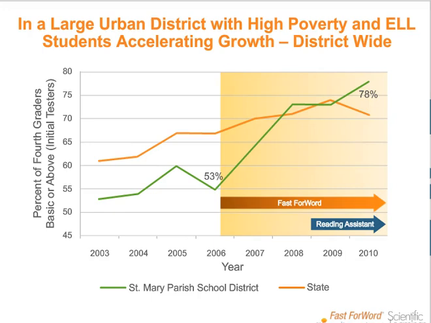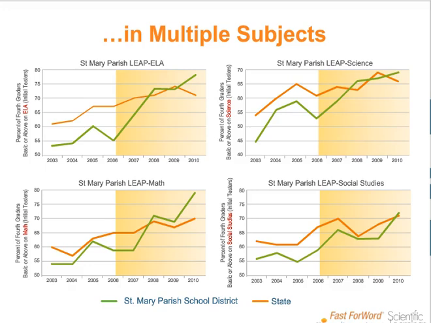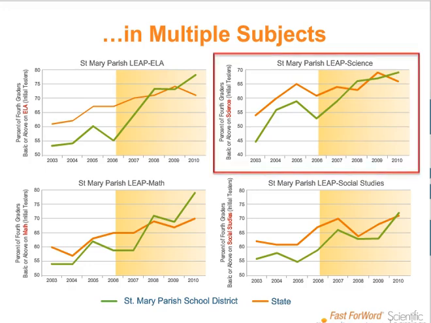so that by the end of the period of time, by 2009, these students had achieved way beyond the statewide achievement levels, which are the orange line there. But I also want you to see that when we look at all academic skills in multiple subjects, the students showed gains in their other skills besides reading.